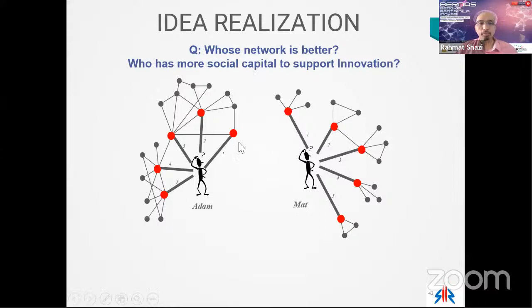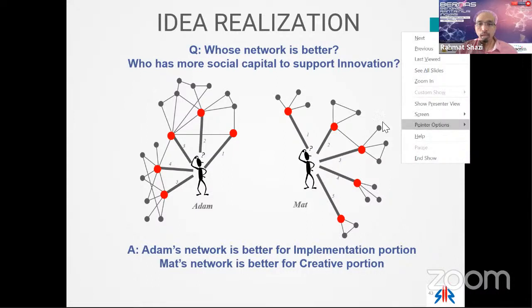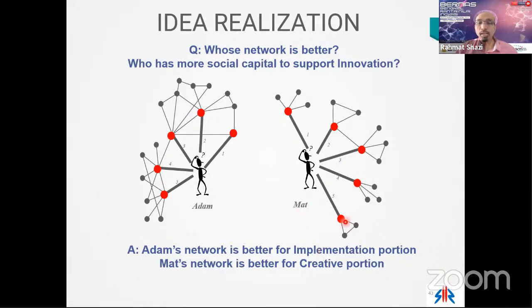So the answer is, let me just explain straight away. So the answer is, ladies and gentlemen, Adam's network is better for implementation. Matt's network is better for creativity. Why? Because Matt's network taps into isolates, into silos that will have different opinions, different perspectives.